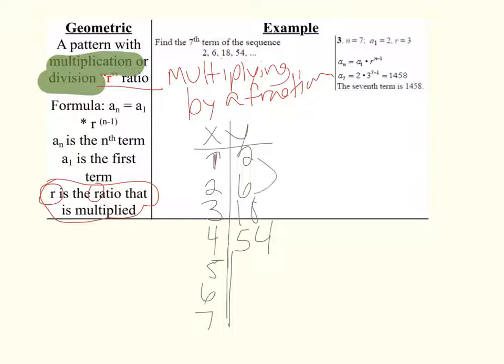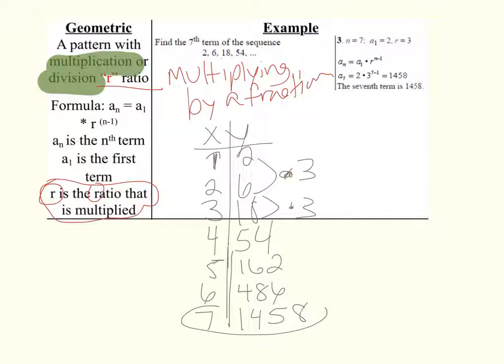And what am I doing here? It looks like I'm multiplying by 3 each time. So 54 times 3, I'm just pulling out a calculator to continue my math, would be 162. Times 3 would be 486. Times 3 would be 1,458. That would be my 7th term.